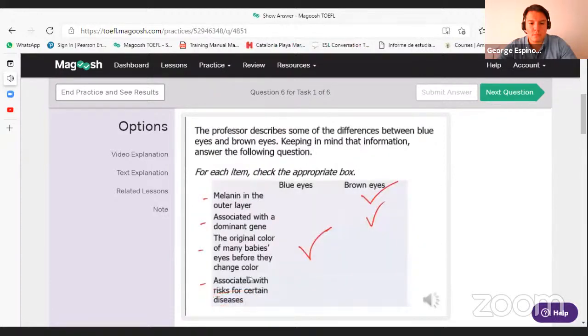Blue eyes are associated with diseases or illnesses. And again, our answers are brown eyes, blue eyes, blue eyes.